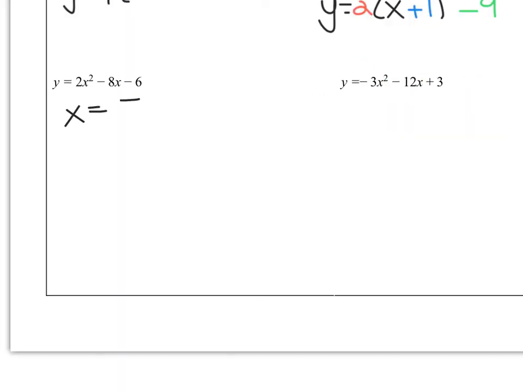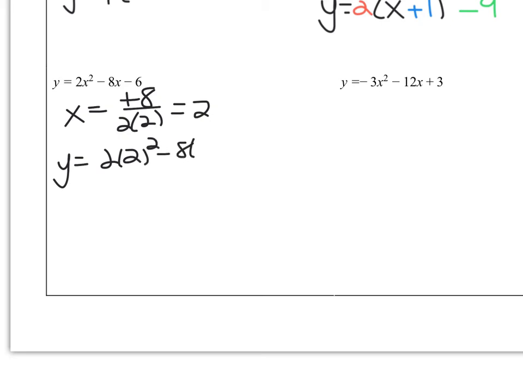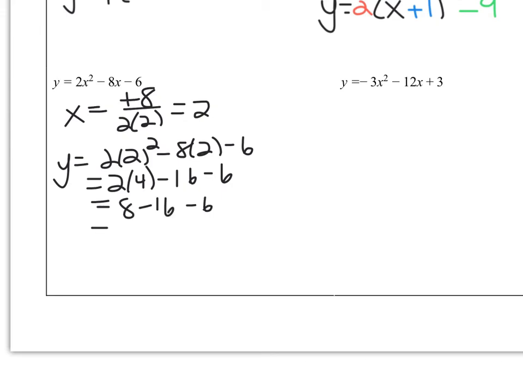X equals opposite b, so that would be a positive 8 over 2a. 8 divided by 4 would be 2. Plug in the 2. Y equals 2 times 2 squared minus 8 times 2 minus 6. So 2 times 4 minus 16 minus 6. So we have 8 minus 16, that would be negative 8, minus 6 would be negative 14. Y equals, keep your a value, x, opposite of your x value, squared, keep your k.